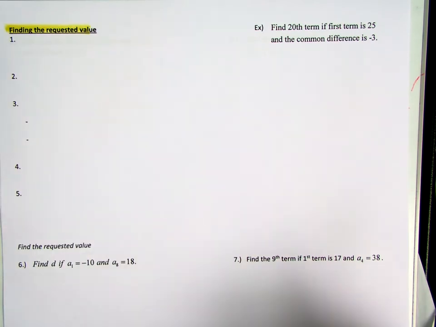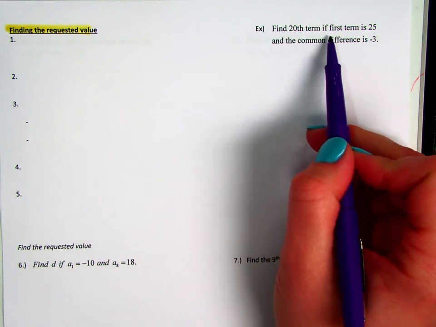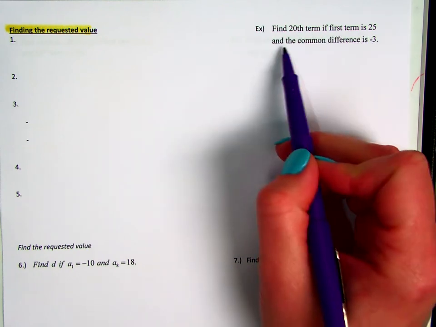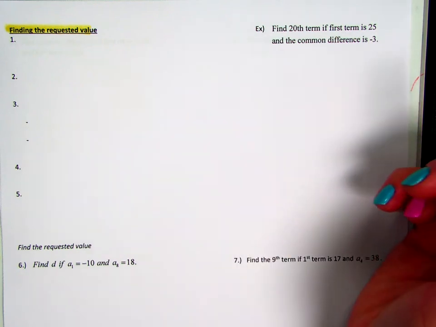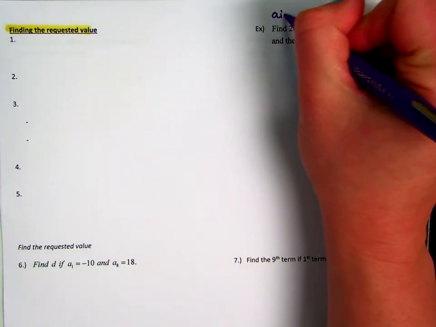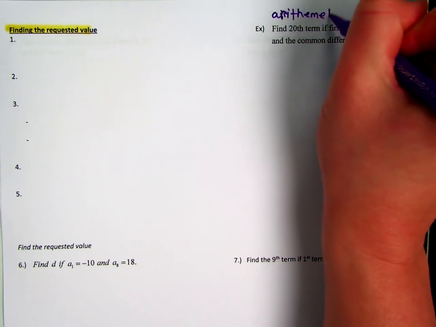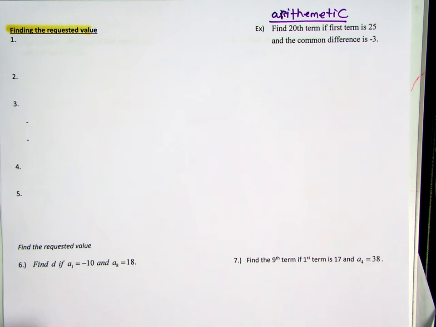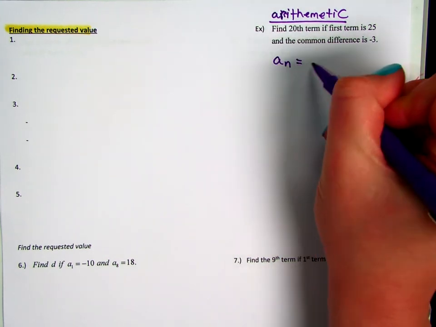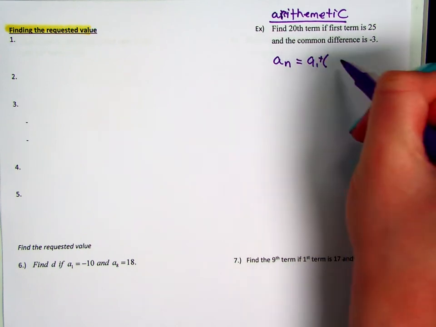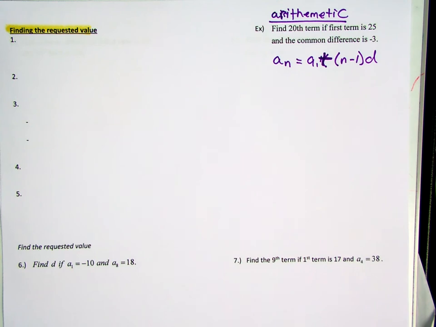Now, we're going to do this problem and write down our steps as we go. It's asking us to find the 20th term if the first term is 25 and the common difference is -3. If all I gave you was that on a test, you wouldn't really be able to go any further. This section is about applying this to arithmetic sequences. Because we know it's arithmetic, I would right away write down the arithmetic formula: a sub n equals a sub 1 plus, don't forget that plus, n minus 1 times d.